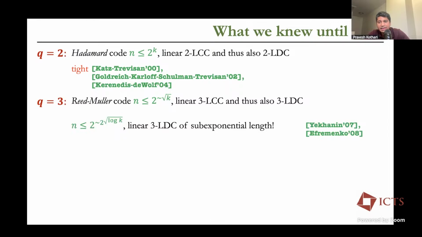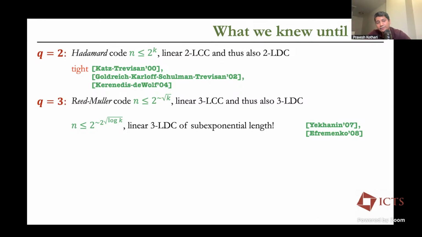And so for a while, it was basically open whether there are better codes, locally correctable or locally decodable. And then there were these breakthrough works of Yekhanin and Efremenko that showed that there are actually codes that are much, much better than the Reed-Muller code. So you can think of the block length that appears here as 2 to the some function that is smaller than any polynomial in k. Okay, so a polynomial in k would have looked like 2 to the constant times log k, and the exponent is tinier than every such function. So it's a sub-exponential block length, if you will. And such a 3 LDC was shown to exist by Yekhanin and Efremenko.